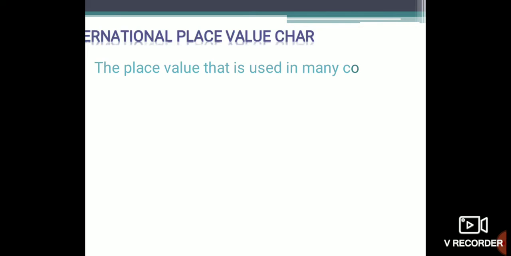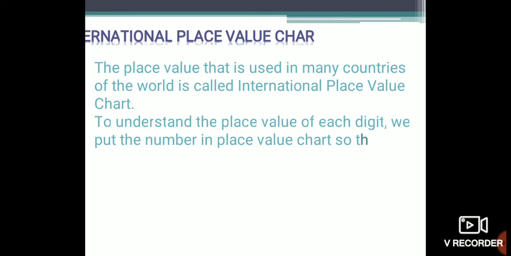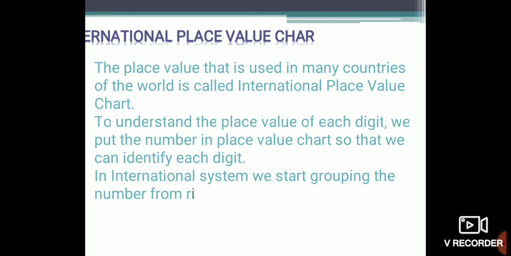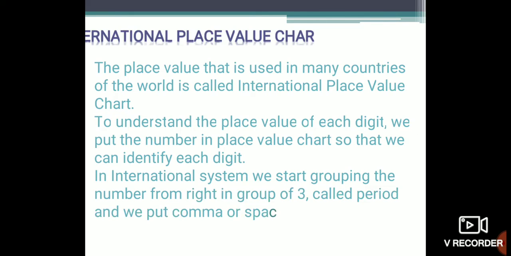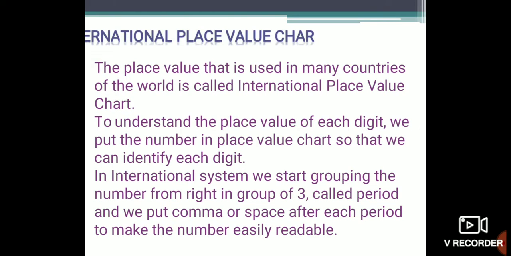The place value chart that is used in many countries of the world is called the international place value chart. To understand the place value of each digit, we put the number in the place value chart so that we can identify each digit. In the international system, we start grouping the number from the right in groups of 3 called periods, and we put a comma or space after each period to make the number easily readable.